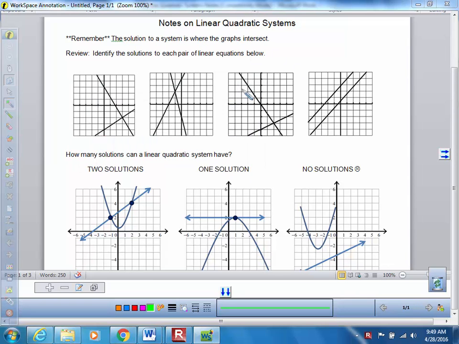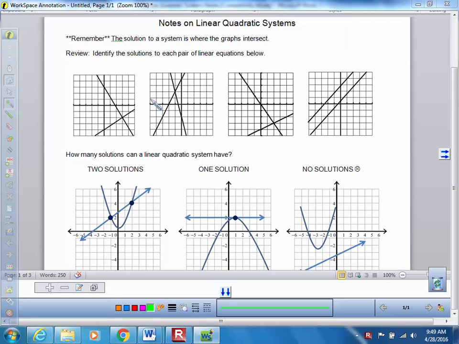Okay, so today we're looking at linear quadratic systems. We did this earlier in the year where we solved systems of equations by graphing, by substitution, and by elimination. You will be doing the same thing this time.